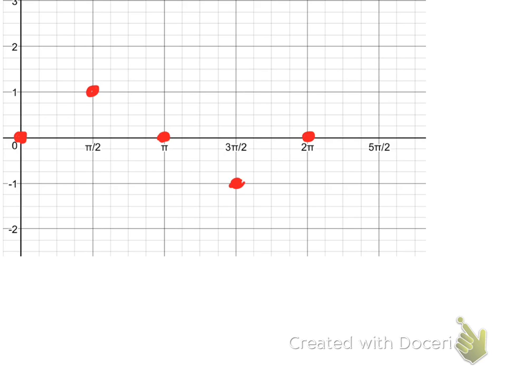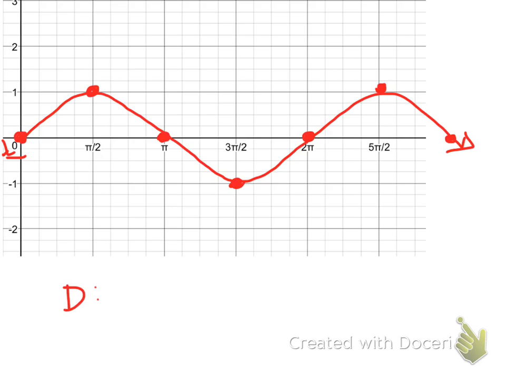If I wanted to keep going, if I wanted to make 2 periods worth, I would just keep going with this pattern. So that means 5 pi over 2 would be at a max, and 3 pi would be over here, back at an intercept. So we're going to go ahead and connect our dots to make our sine wave. We put arrows on both ends because this will continue to grow. Our domain is going to continue forever left and right. So our domain is -infinity to +infinity.